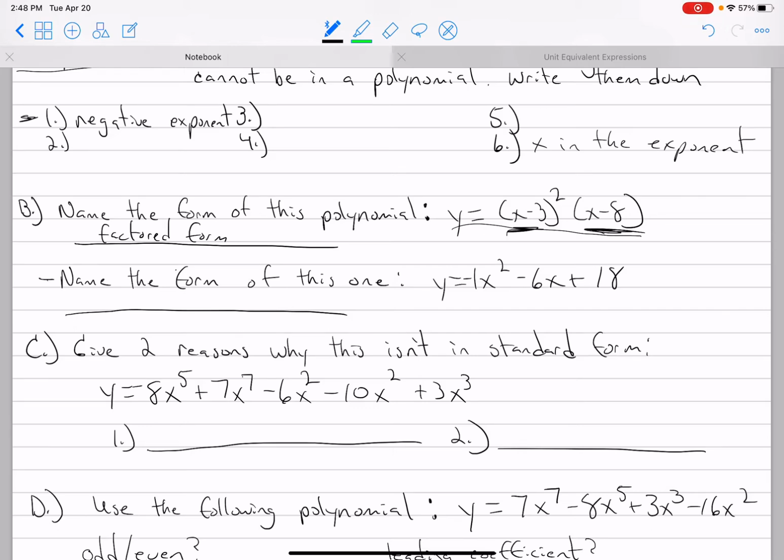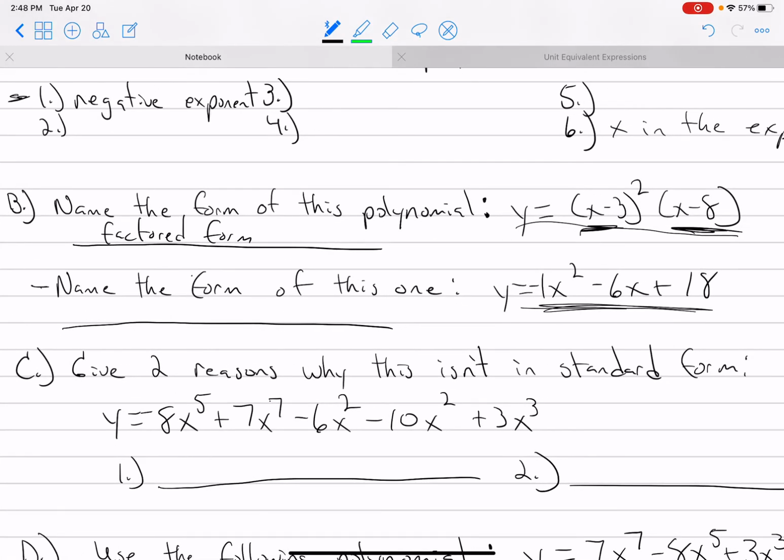All right, name the form of this polynomial right here. Great, you did that, and you said that that one is in standard form. Right, you can see the degree, and you can see the number of factors right there. It's in order: x to the second, x to the first. This would be x to the 0 power. It's in order of exponents.